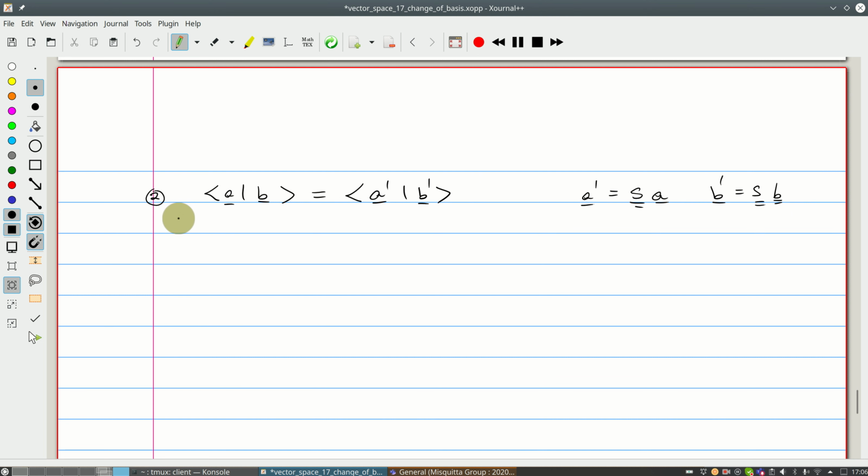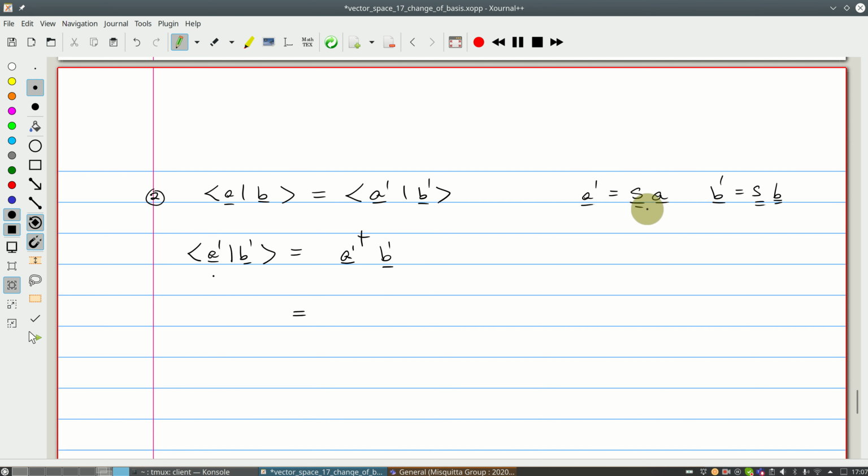Right, so let's start with the right hand side. We have A prime, B prime. These are vectors, not matrices. And in the alternative form for the inner product, we can write this as A prime dagger B prime. I'll show you another way of doing this in a bit.